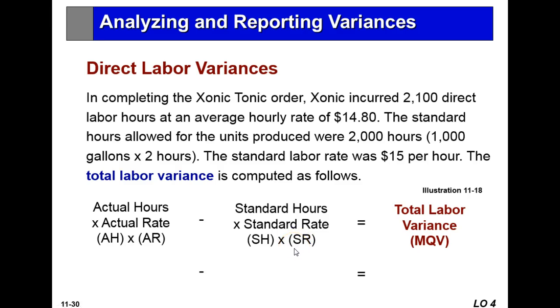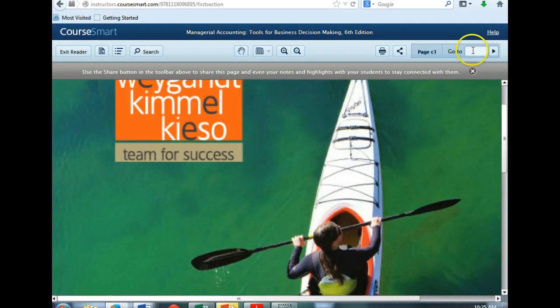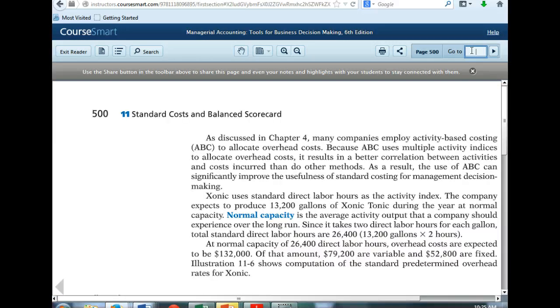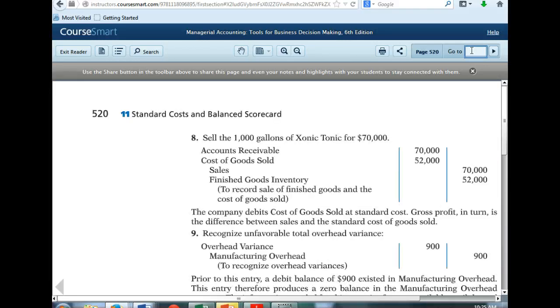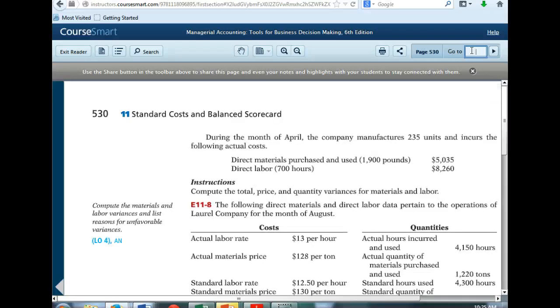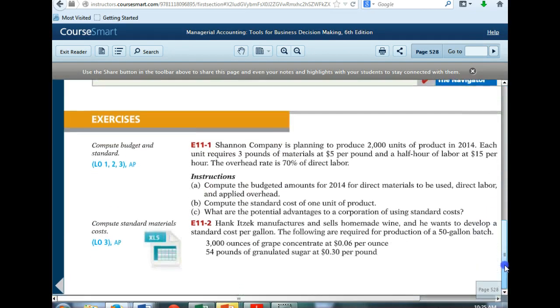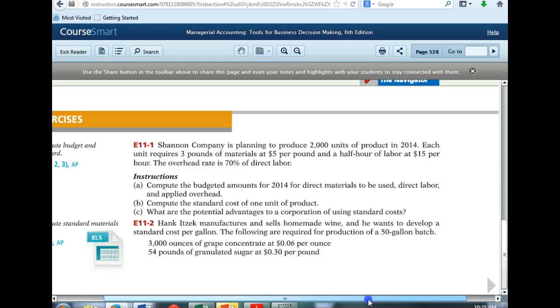Let's take a break and let's work on a problem like this, okay? Always helps to work on one, right? So, let's go and look at, what page do we need? 528, okay?